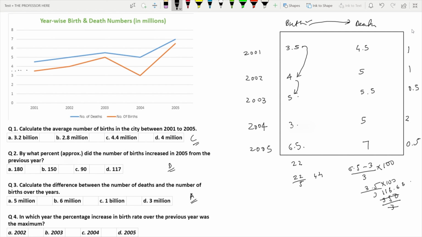Now we come to 2003 to 4. It is actually a decrease, so you don't have to calculate that. In 2004 to 2005, it increases from 3 to 6.5. That is an increase of more than 100%, which is higher than any of the given value. So the question here is, in which year the percentage increase in birth rate over the previous year? So the year in which the percentage increase is more is 2005. Option D is the answer. This was a very simple question. I hope you understood how to read and solve a simple line graph.